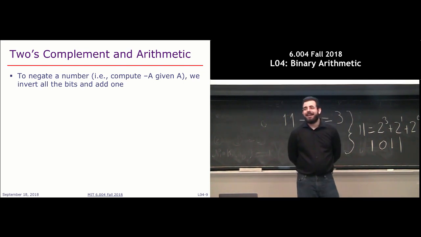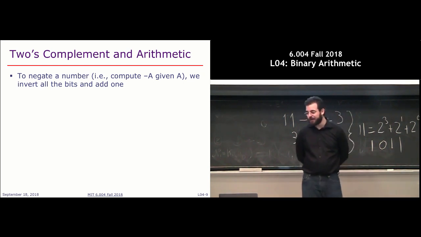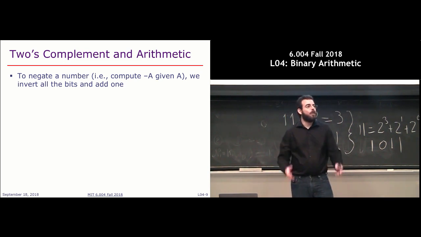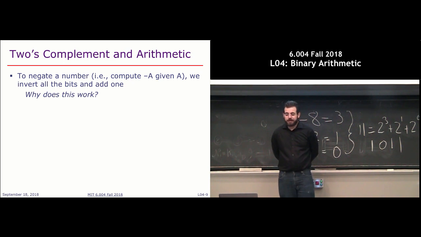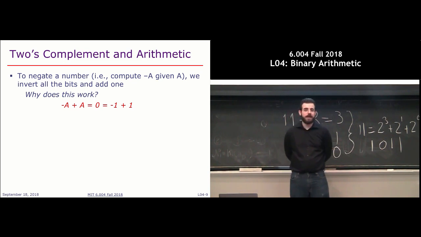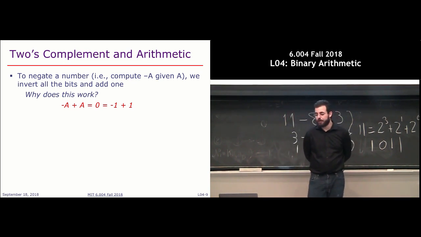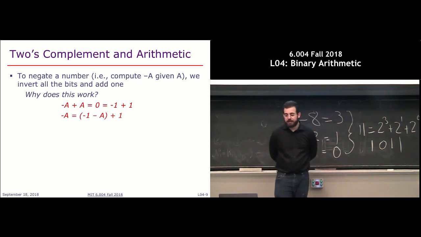So what's really nice about 2's complement is that it makes arithmetic really, really easy. As you mentioned a couple of slides ago, if given a, you want to compute minus a, all you have to do is invert all the bits and add 1 to the resulting number. And you might be wondering, why is this? To show this, we have to do a very short proof. You can say that minus a plus a equals 0, which equals minus 1 plus 1. And if you reassociate terms to get minus a on the left side, then you get minus a equals minus 1 minus a plus 1.